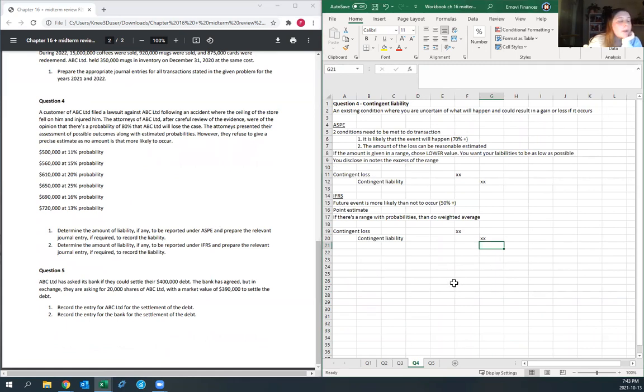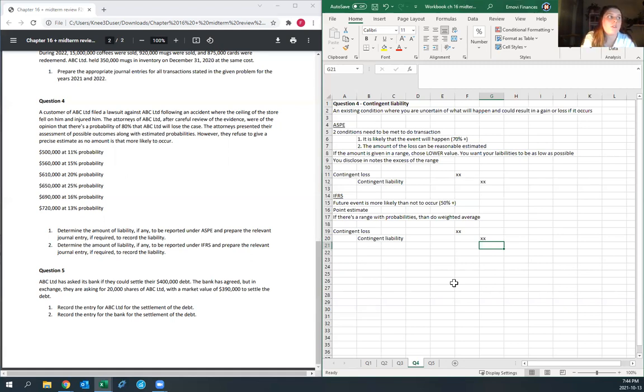So question 4 is about contingent liability. It is where you have a certain situation that's arising in your company, let's say a lawsuit, and you don't really know how it's going to end up yet. And so you don't know if you should account for it in your financial statements at the end of the year.